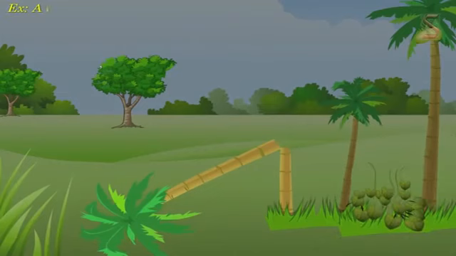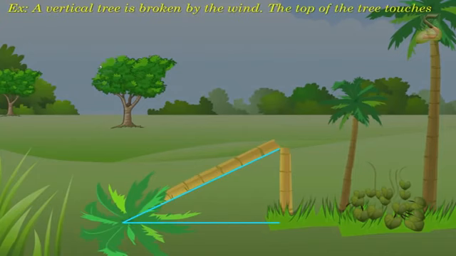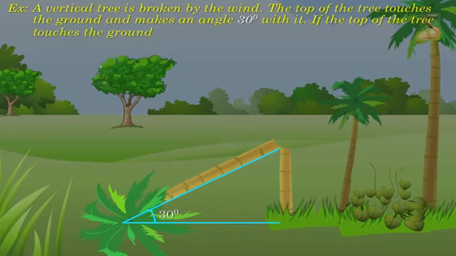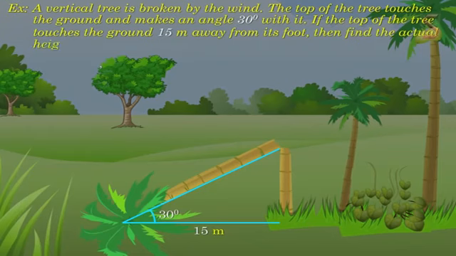Example 4. A vertical tree is broken by the wind. The top of the tree touches the ground and makes an angle 30 degrees with it. If the top of the tree touches the ground 15 meters away from its foot, then find the actual height of the tree. Solution. Let C be the point at which the tree is broken and the top of the tree touches the ground at A. Let B denote the foot of the tree.